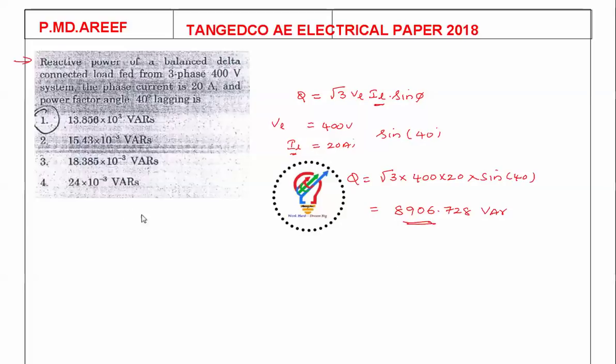Now if you neglect this sine 40, if you substitute these things, you may get the answer as 1. But that is not the actual answer, it's a wrong answer. The actual answer is 8906.728 VARs. Okay, make the correction. Next question.